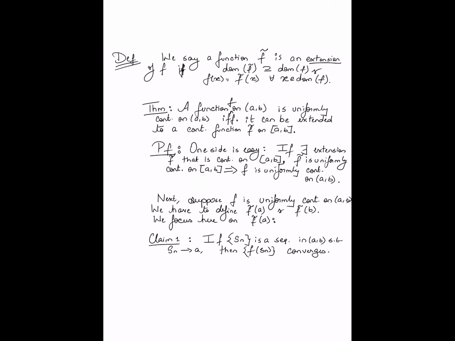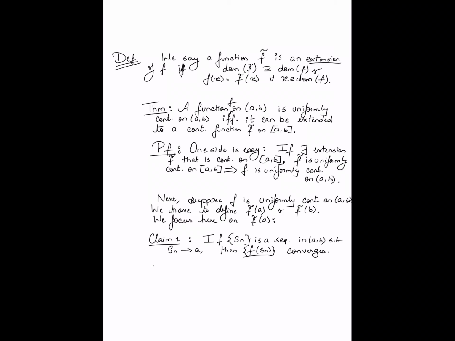Okay, so if you can construct a sequence in the interval which converges to A, then the claim is that the sequence of function values also converges. All of this is to show that I can define f tilde A uniquely and precisely, right? So this is the first step to proving that. That is, if you find a sequence in the interval AB which converges to A, then in fact the sequence of function values also converges, right?